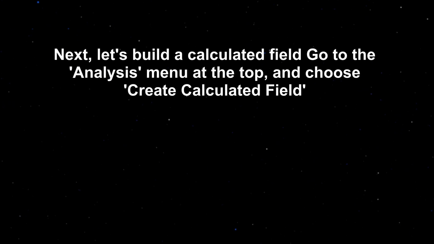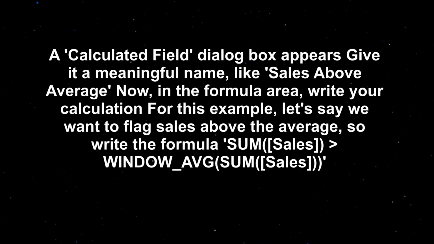Go to the Analysis menu at the top and choose Create Calculated Field. A calculated field dialog box appears. Give it a meaningful name, like sales above average. Now, in the formula area, write your calculation. For this example, let's say we want to flag sales above the average.